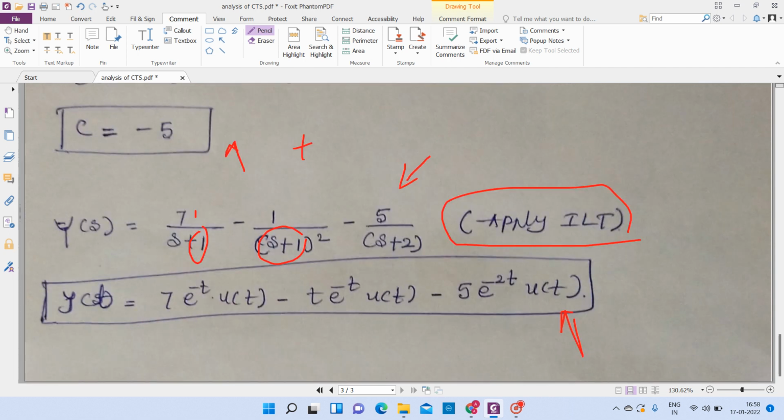So usually you will get this one for 13 marks, or sometimes they will ask for 7 marks also. Okay, thank you very much. I think you are able to understand this problem. Okay, thank you.